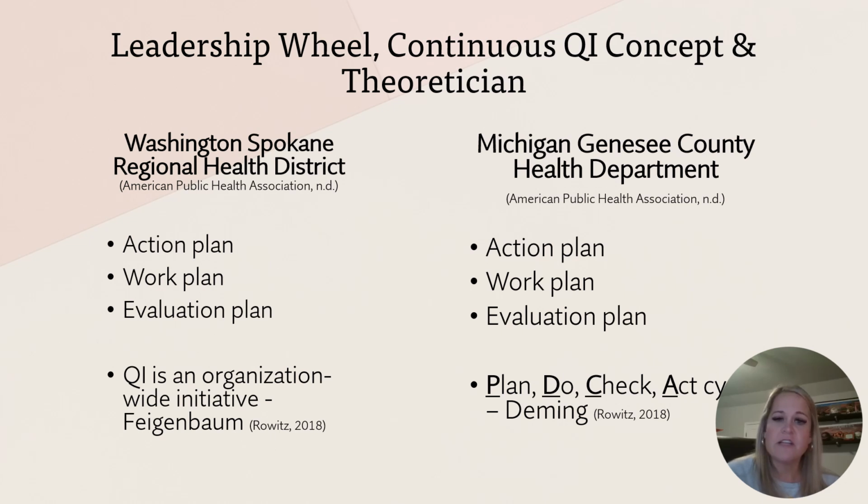Next, we're going to look at the leadership wheel. We're going to look at the continuous quality improvement concepts and then the founding fathers who supported those concepts. So in Washington, they utilized the action plan, the work plan, and the evaluation plan of the leadership wheel, as they did in Michigan Genesee, with planning out what actions need to take place.